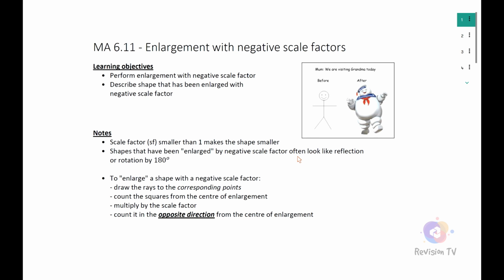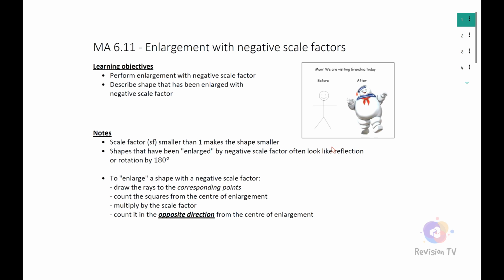To enlarge a shape with a negative scale factor, we're going to first of all draw the rays to the corresponding points. Now, this could be a little bit tricky when it comes to enlargement with a negative scale factor, because the shape will be similar to a reflection, as I said, or rotation. Then we count the squares from the center of enlargement. We multiply the number of squares in each direction by the scale factor. And then, because it's negative, we count in the opposite direction. I will show you an example later.